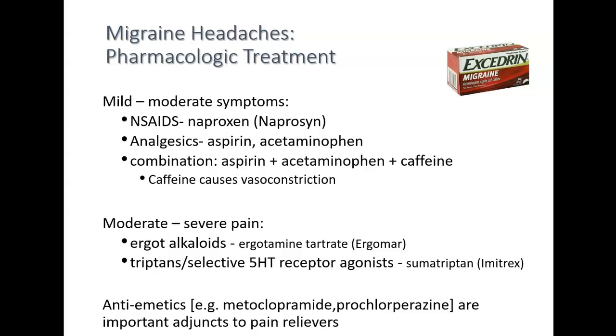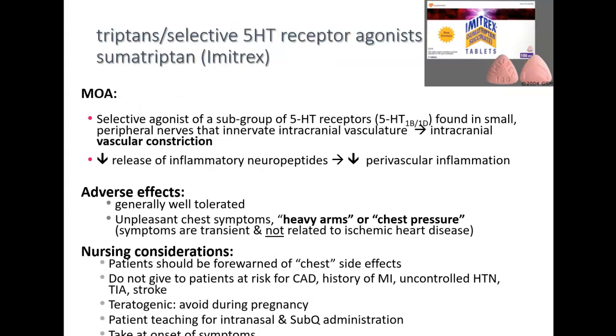For moderate to severe pain, again, there's ergotamine tartrate, Ergomar, or like I said, the most commonly and frequently used are the triptans, selective 5-HT receptor agonists. And I have to say, these have come out probably within the last 20 years and really revolutionized the treatment of migraines. And then antiemetics.